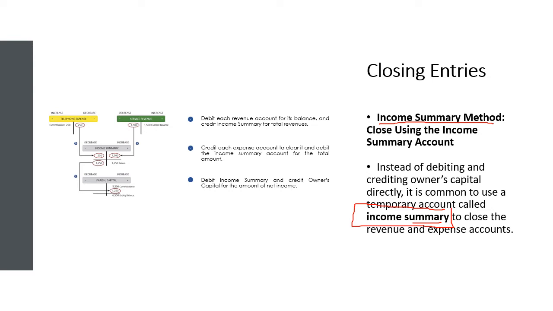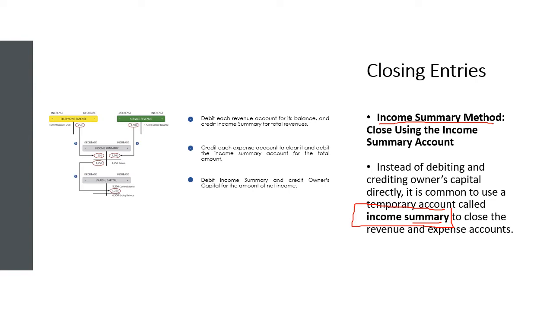You figure it out with revenues and expenses. So what this account is going to do is it's going to be almost like a placeholder where we're going to transfer the balances for revenues, transfer the balances for expenses, and then figure out whether we have a net income or a net loss. If we have a net income, it will increase our capital. If we have a net loss, it will decrease our capital.